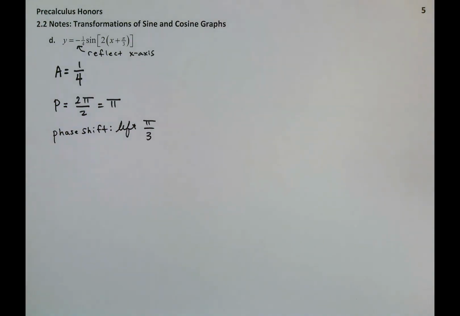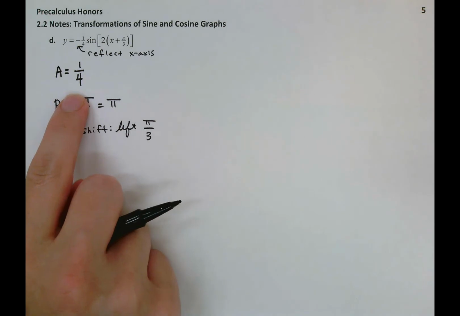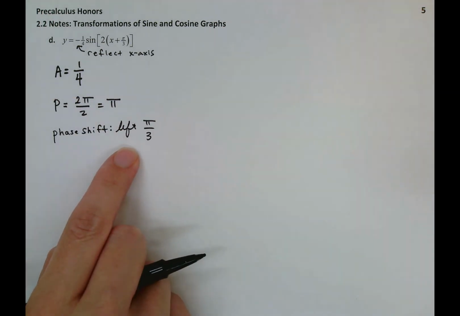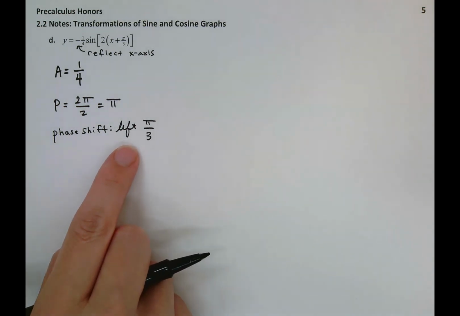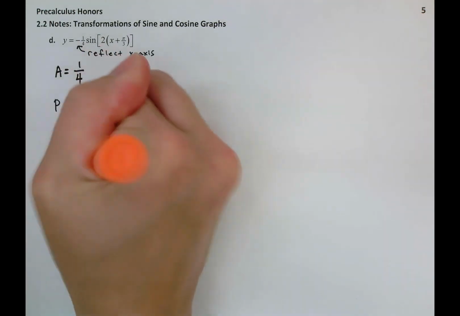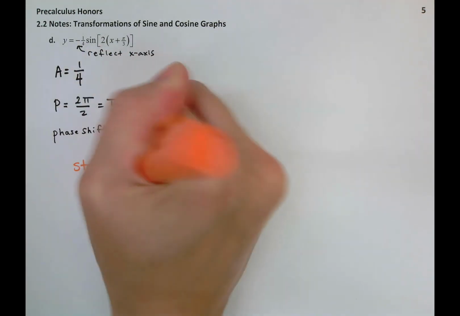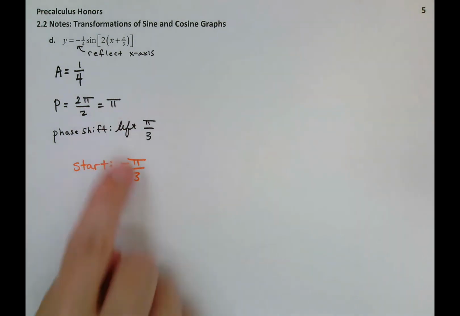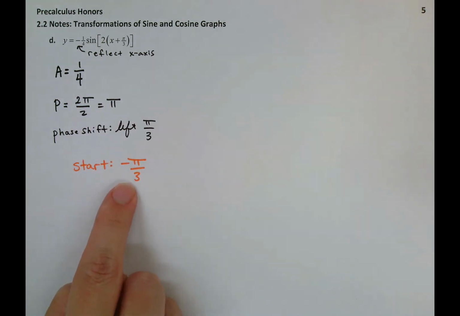Okay, since we don't have a midline, we're just going to have our amplitude, our points are going to go from negative 1/4 to 1/4. But let's talk about this phase shift for a second. So we're starting left pi over 3. So our starting point is going to be at negative pi over 3. And so then our ending point is going to be at that negative pi over 3 plus pi. And pi minus pi over 3 is 2 pi over 3.